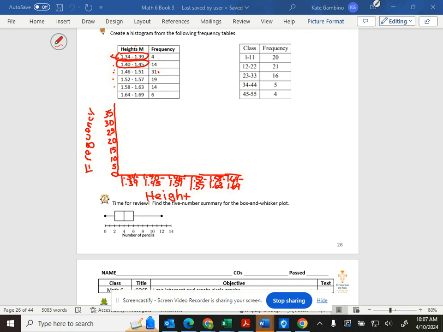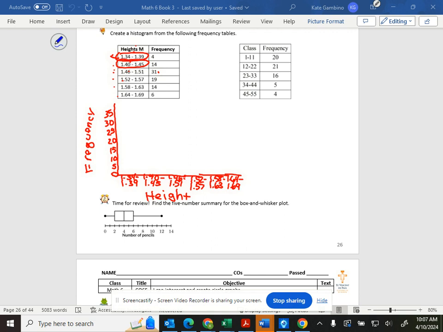Making sense how we set up our histogram? Very similar to how we set up the bar graph. Just making sure we're keeping them in order for that x-axis. Now, we have to draw our bars.